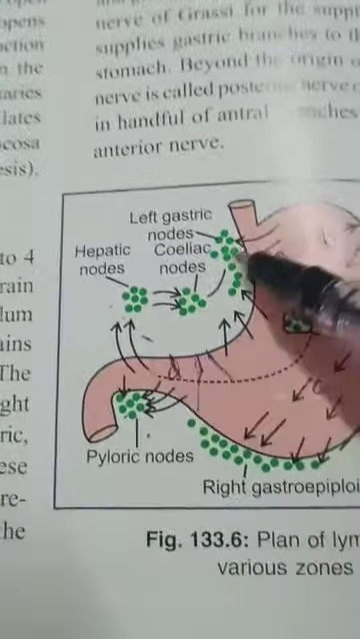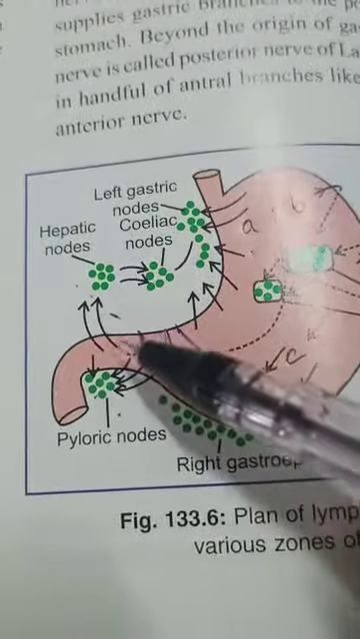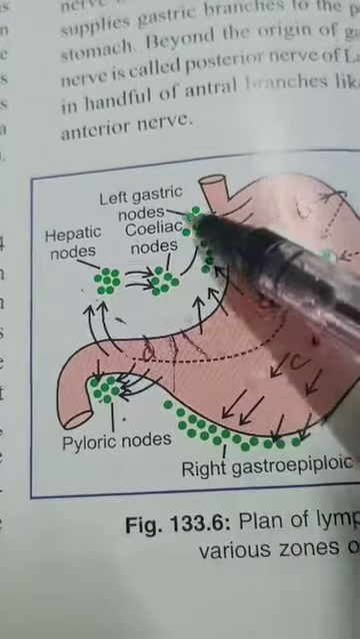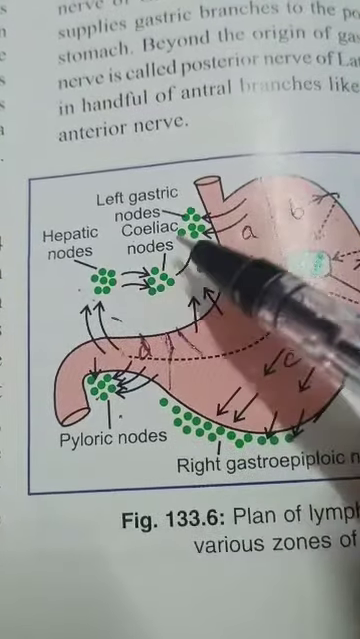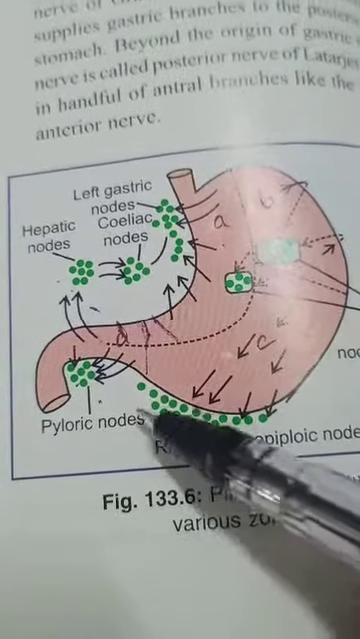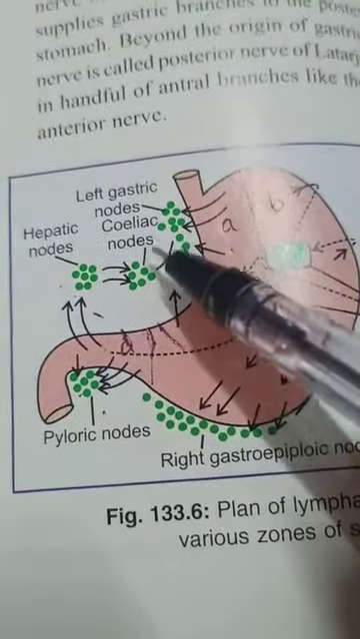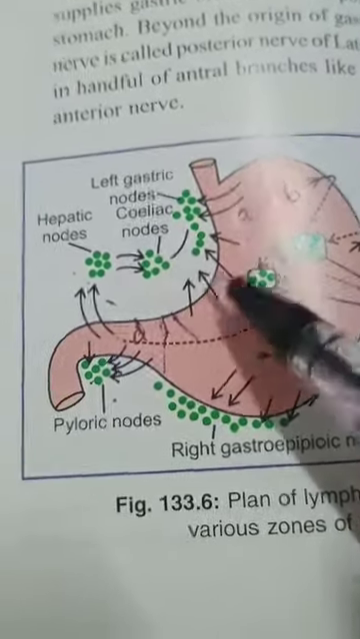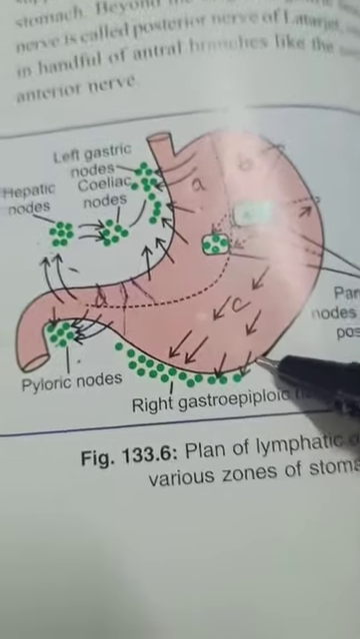Then finally, from all these regions, it will drain into the celiac lymph nodes. That is the final drainage. From all these lymph nodes, finally it drains into the celiac lymph nodes. So that is the lymphatic drainage of the stomach.